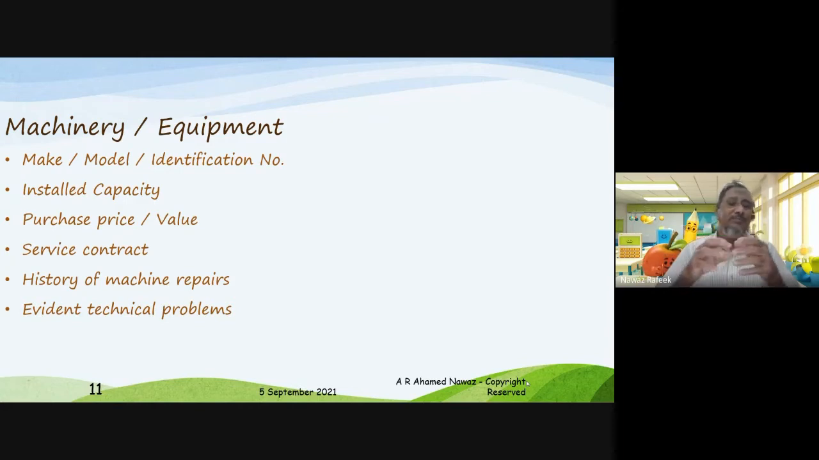The second problem, in machineries, is what we call technical obsolescence. What is technical obsolescence? There are certain machines for which the vendor has given a lifetime of 5 years. Within 2 or 3 years, a new machine with a higher capacity has been developed by the same company.